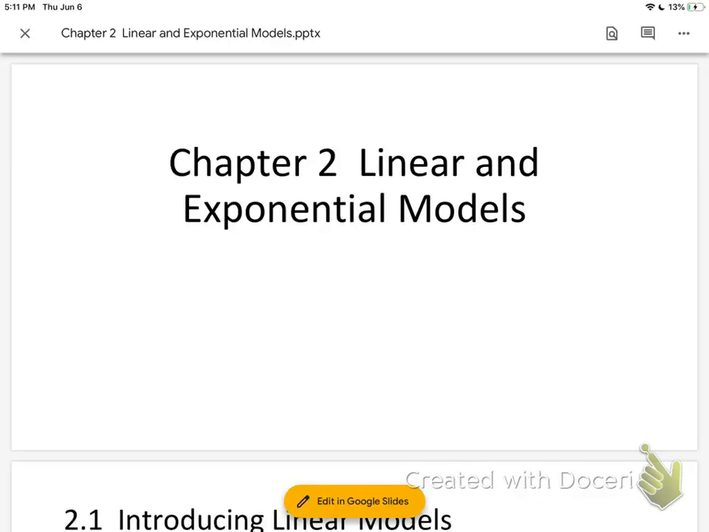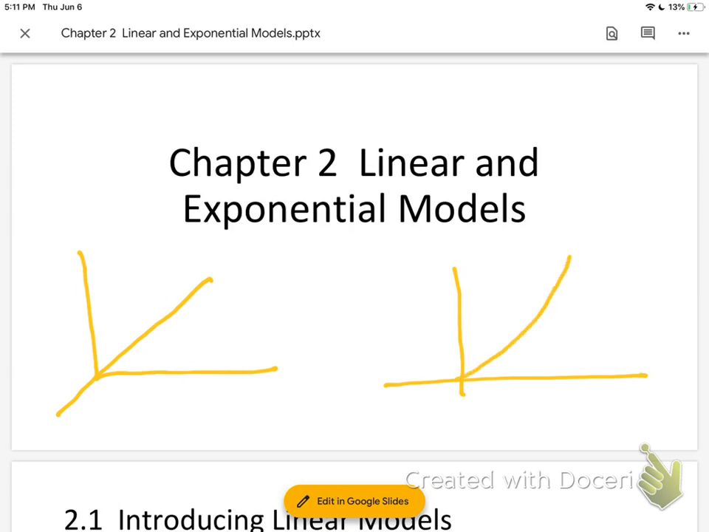Okay, this is Chapter 2, Linear and Exponential Model. So just to quickly review, a linear model has a constant slope, and an exponential model is going to grow at a very fast rate. So that would be an increasing exponential growth model. You also have decay models. So we will talk about all of these in this chapter. So here's just some quick examples, and let's go on to the next slide.